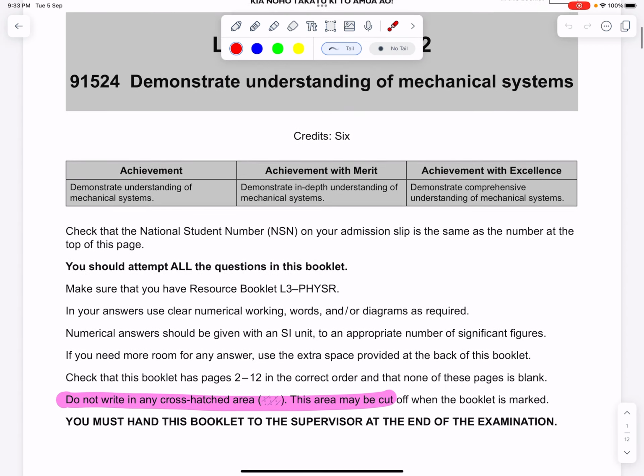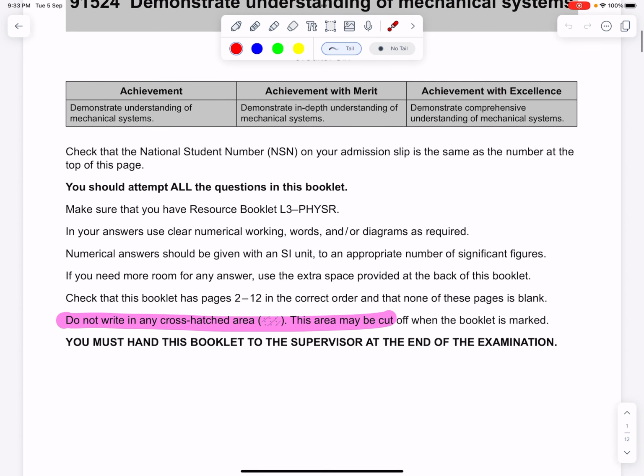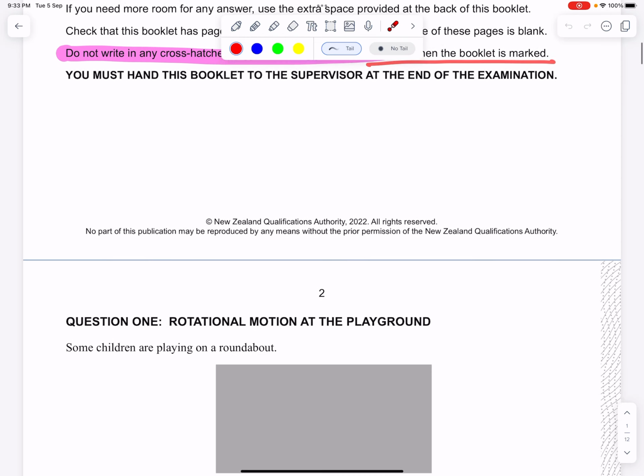Now, one of the important things you need to take care of when you're doing the external exam is don't write on any crossed or hatched area. That's the center of the page, because that's going to be cut off when the booklet is marked. Okay, let's get on with the paper now.